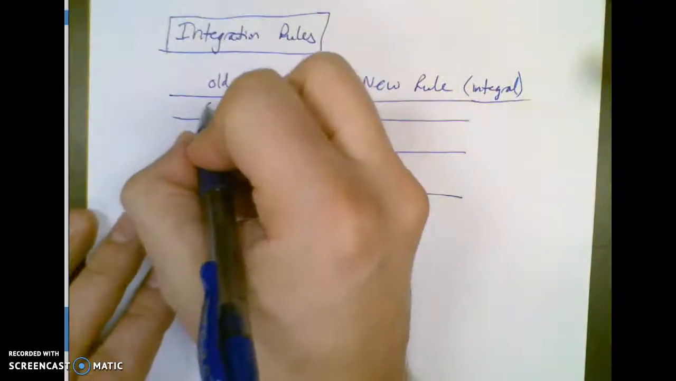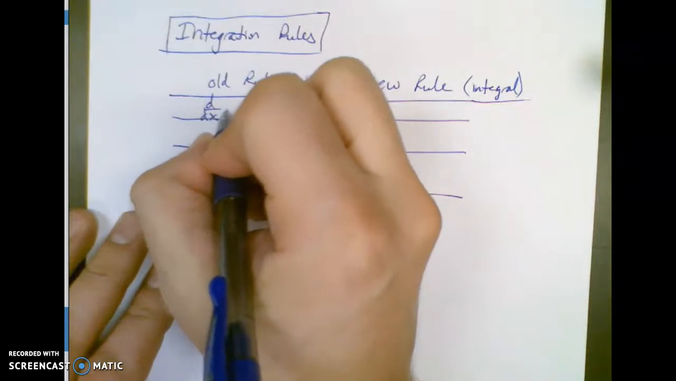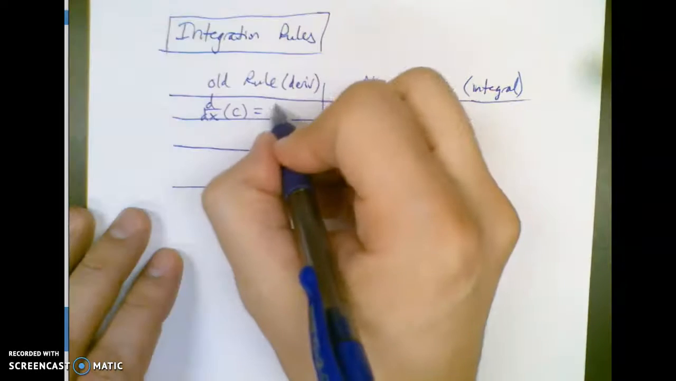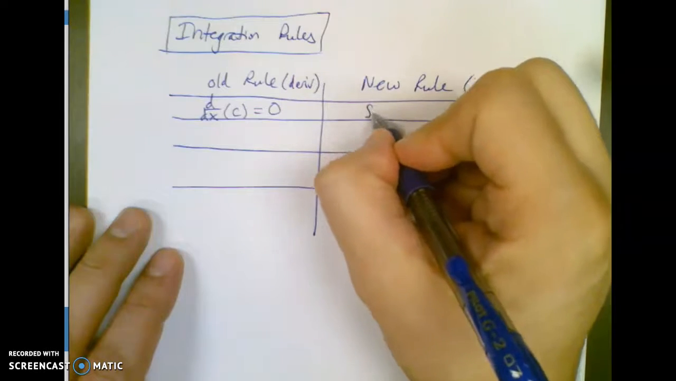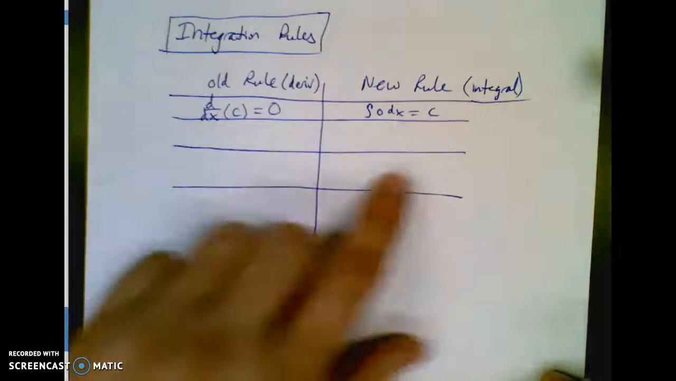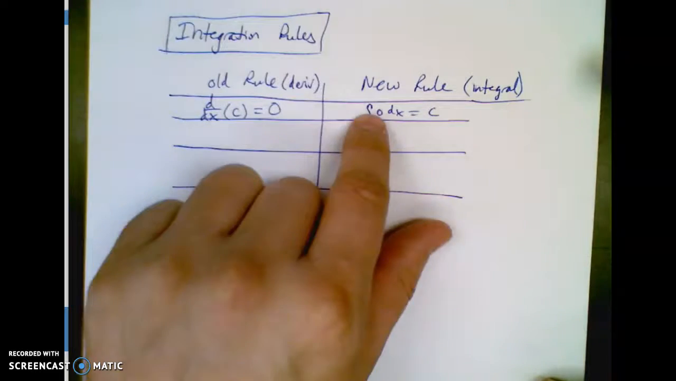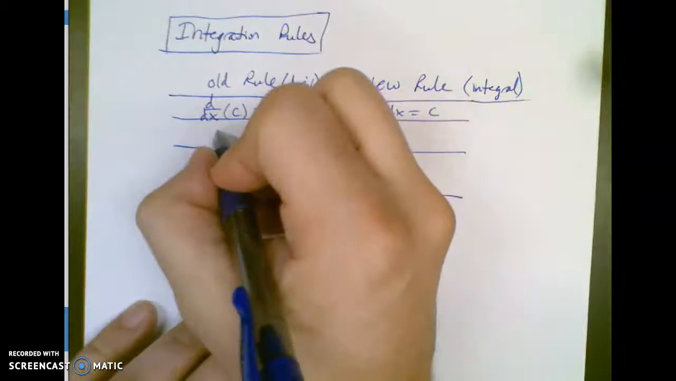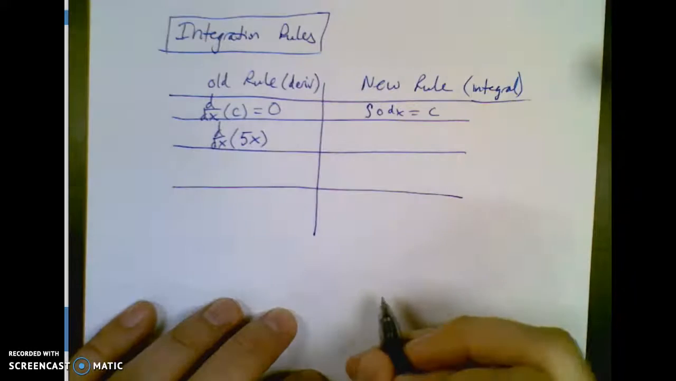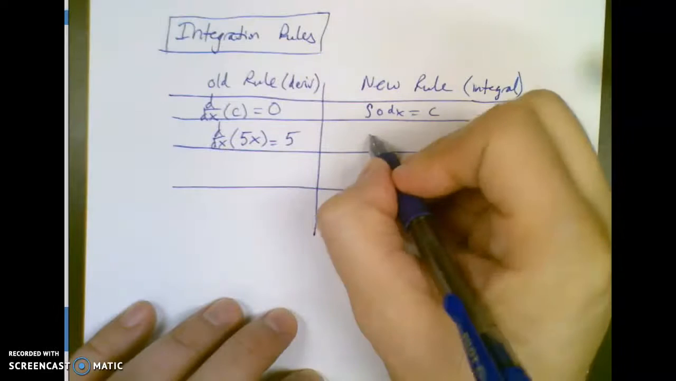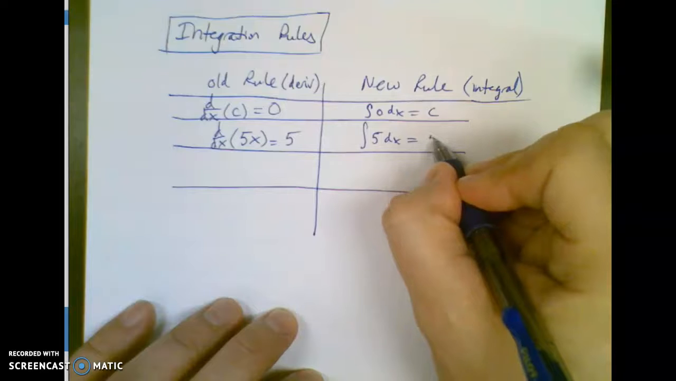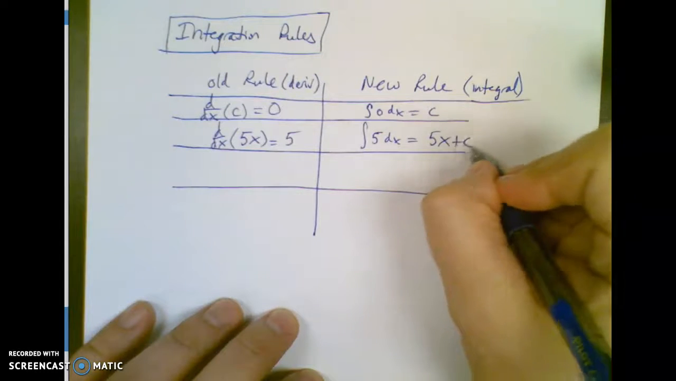Okay, so if we had an old rule that said the derivative of a constant, right? What did you always get as an answer when you took the derivative of any constant? You got 0. Well, guess what you get when you take the integral of 0? You get a constant. It's the reverse. If the derivative of a constant is 0, then the integral of 0 must be a constant. Similarly, what do we get if we took the derivative of 5x? Right? Easy, right? 5. Well, guess what you get if you take the integral of 5 with respect to x? You get 5x. But wait, there's more, plus c.